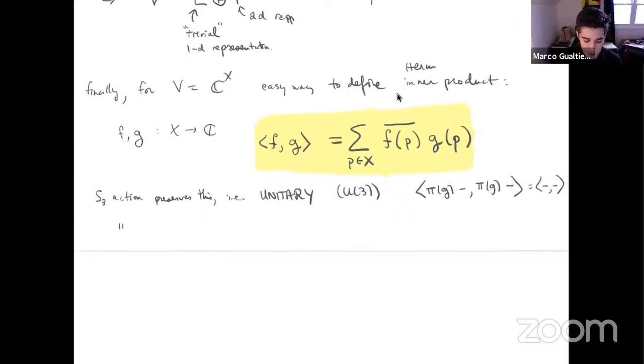Or another way of saying it is that the matrix that we get, if I take the complex conjugate and the transpose and multiply it by pi g, I get the identity.